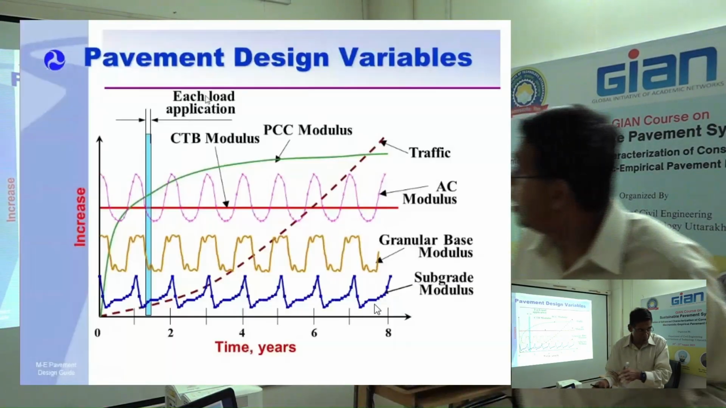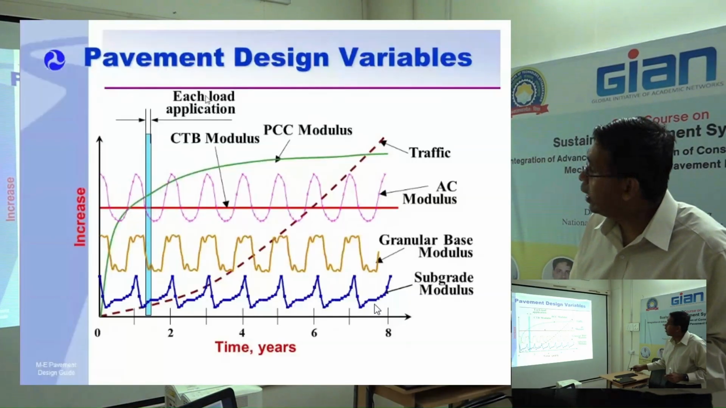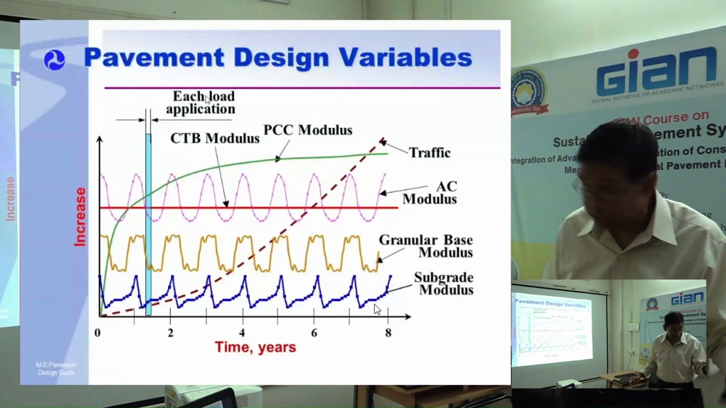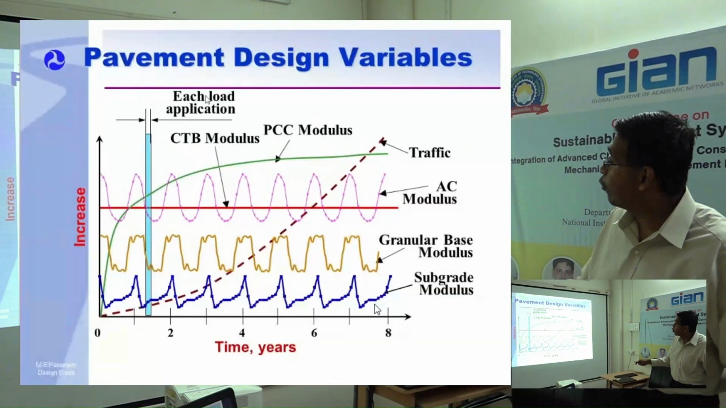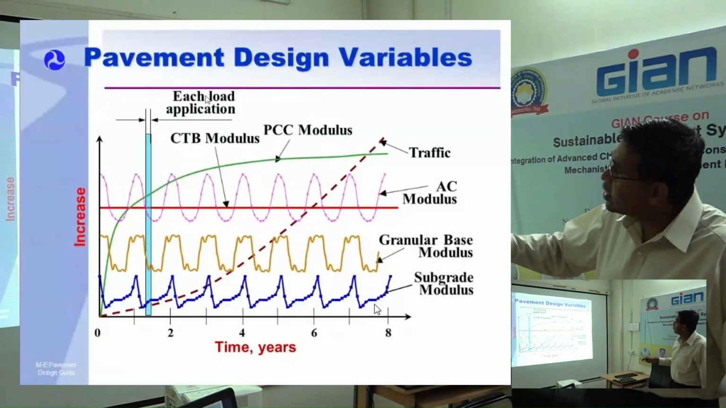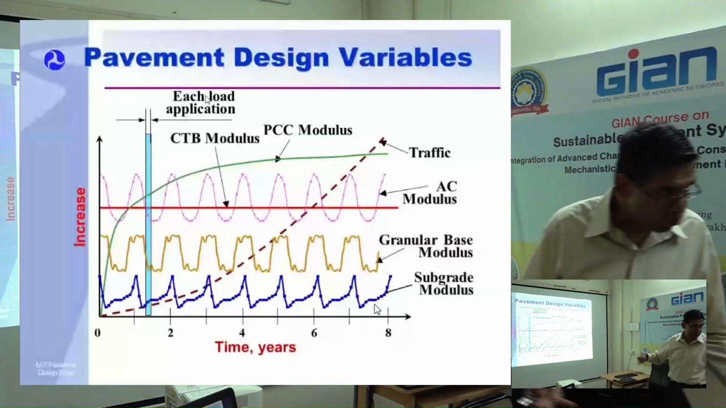Got it, everyone? So let's look at this. This is very, very clear. Traffic is accumulated over time. That's your cumulative growth traffic, correct? Everybody with me so far? So you can't design only for the 8th year. You have to design over time. Next, PCC is very simple, right? PCC modulus remains constant. Right.